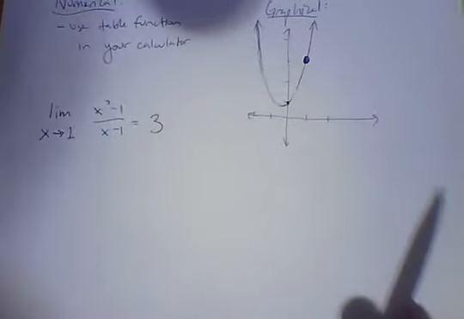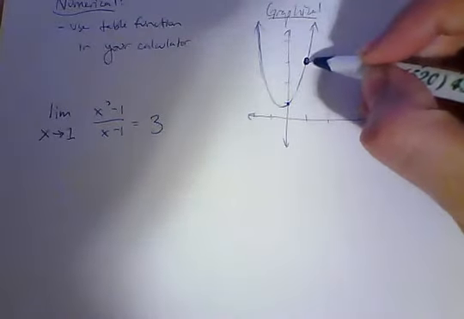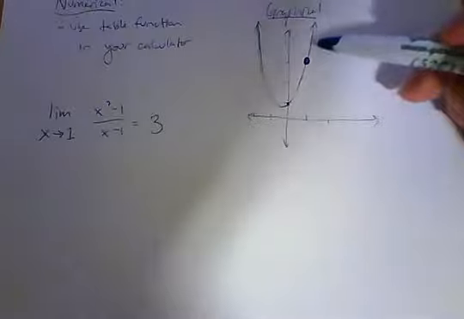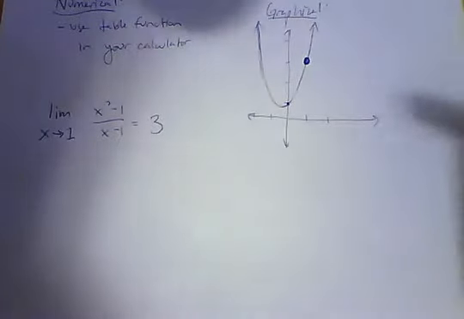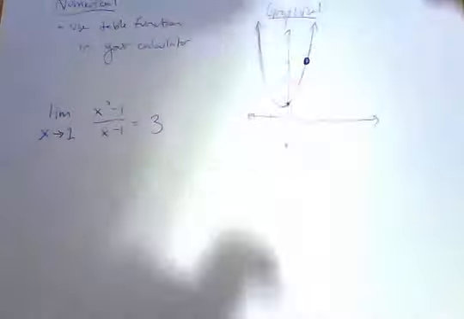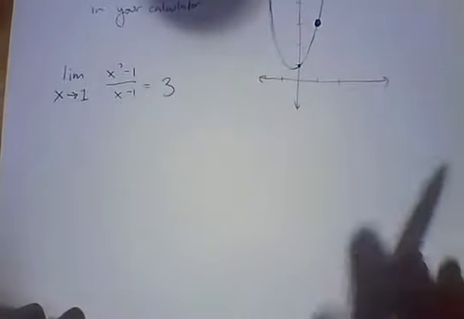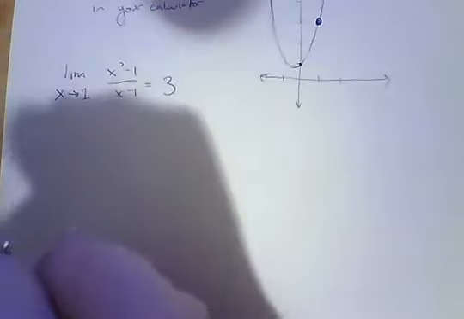Okay. And that's where the term limit comes from. Even when we can't have certain values in graphs, what we can do is, quote unquote, take the limit and find what those numbers get close to. All right. That answers our question, what is a limit? Next thing we're going to talk about is estimating a limit.